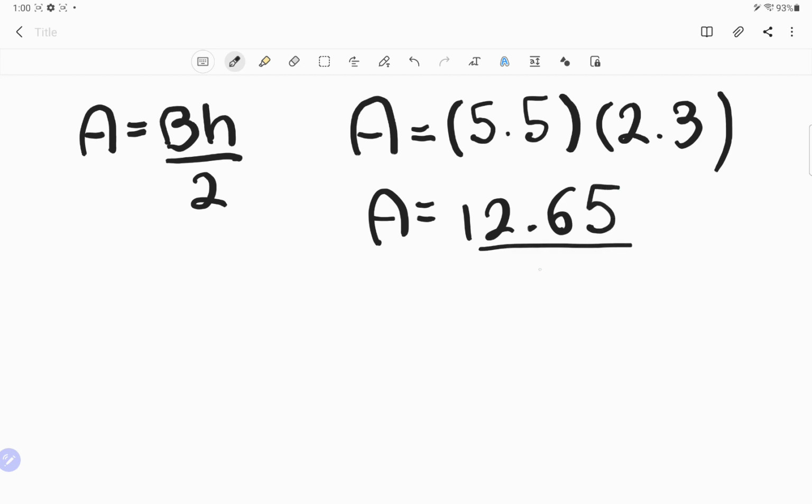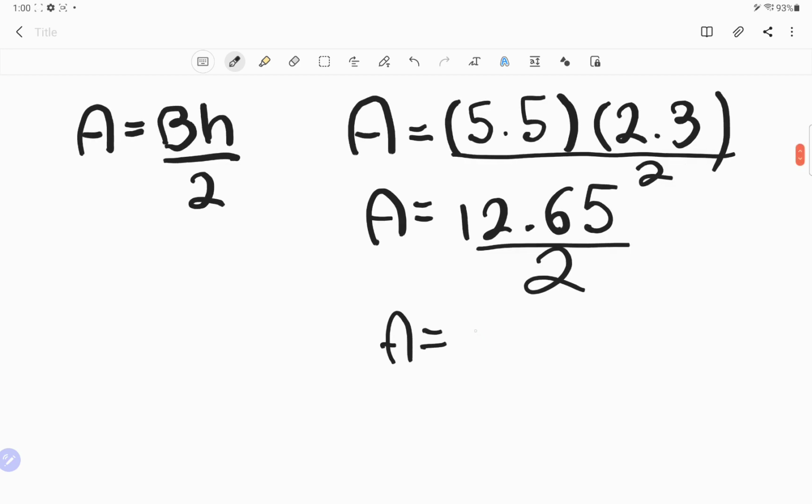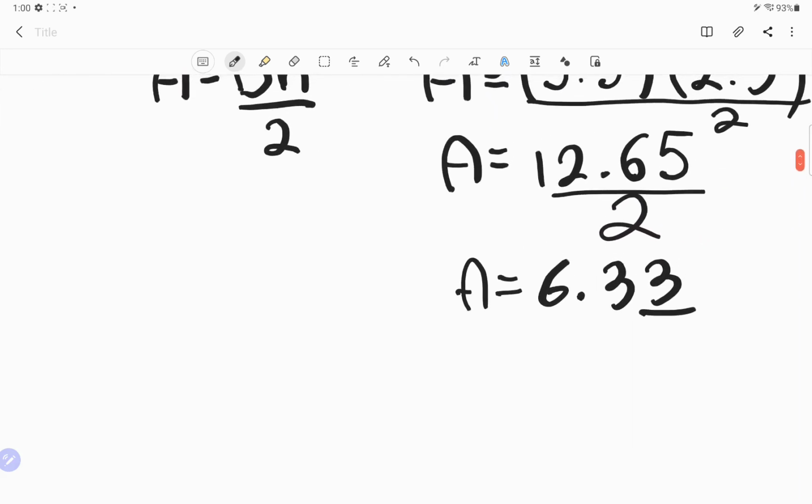Then I'm going to have to divide by 2, right? Because I didn't forget, I just did not write it over here on top. I wanted to do whatever's on top first, then I like to divide at the very end. Now I'm going to divide that by 2, and I should get 6.33. I am rounding to the hundredth place. I believe the unit is going to be centimeters, so it's going to be centimeters squared. And that's going to be my answer.